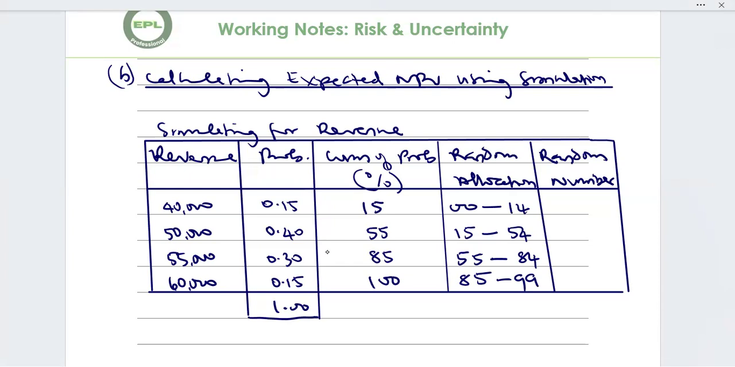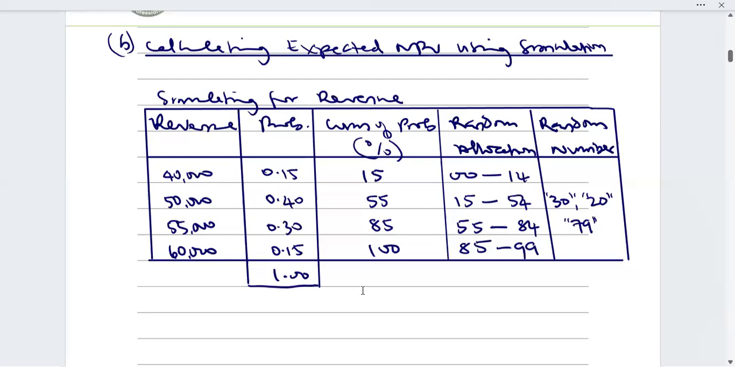Where does 30 fall? 30 lies in the second row, in between 15 and 54. That's where you have 30. Therefore, I have to indicate it there. We also have 20. 20 will lie in the same row. Then the third random number, for set 3, is 79. 79 will fall here. So with this, I've simulated for revenue.